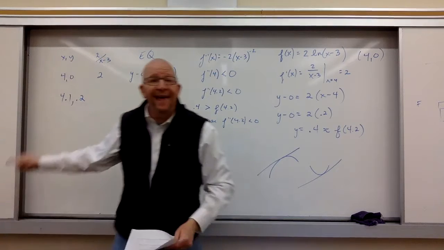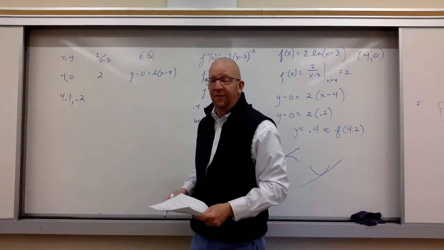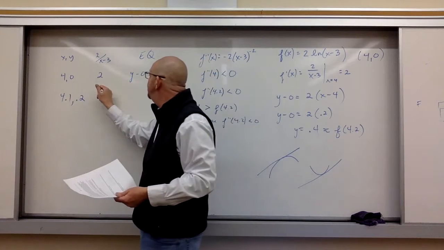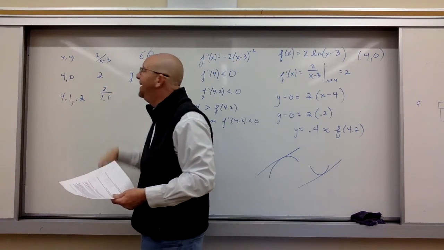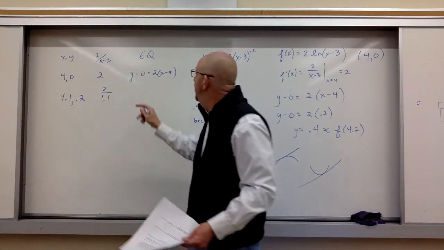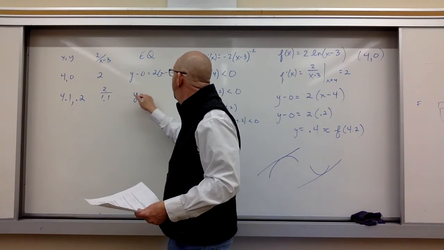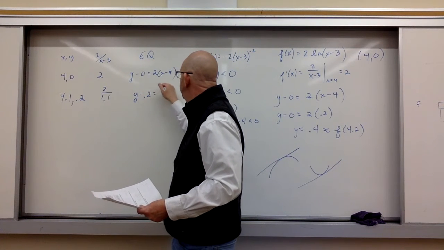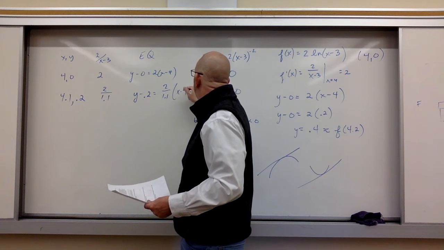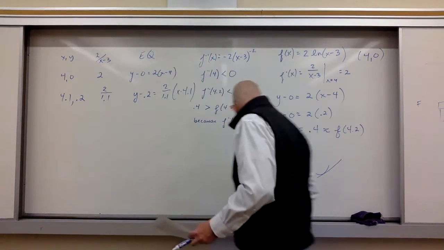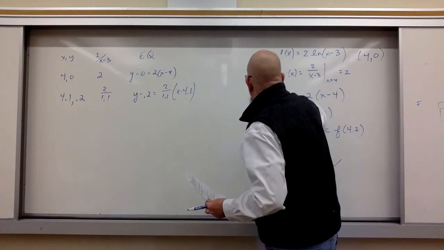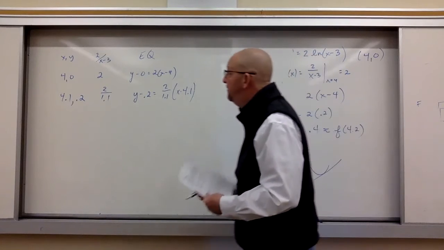Now, I take that point, plug it into my derivative equation. Oh, 4.1 minus 3 is 1.1. This is 2 over 1.1. Now, you can simplify that if you want, but you don't have to. So we have my new equation: y minus 0.2 equals 2 over 1.1 times x minus 4.1. This is what we have. Now, the next step is 4.2.